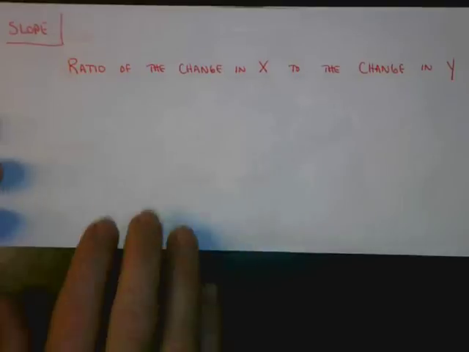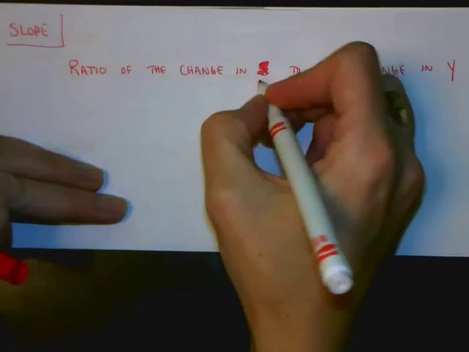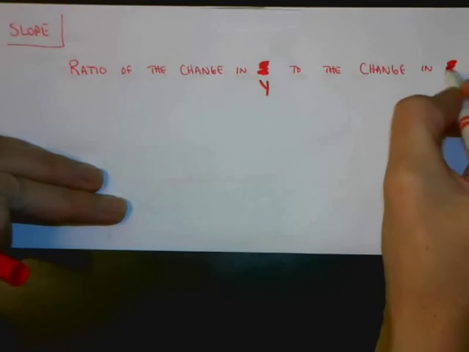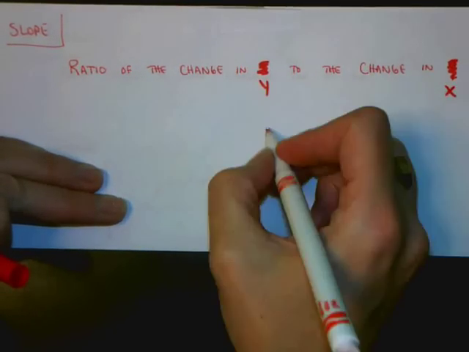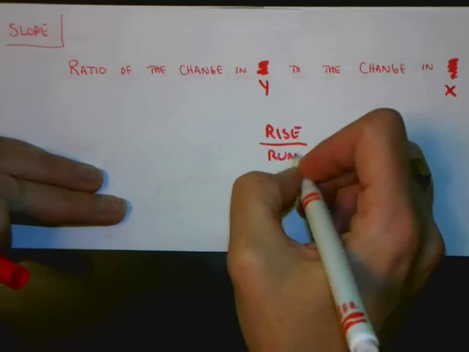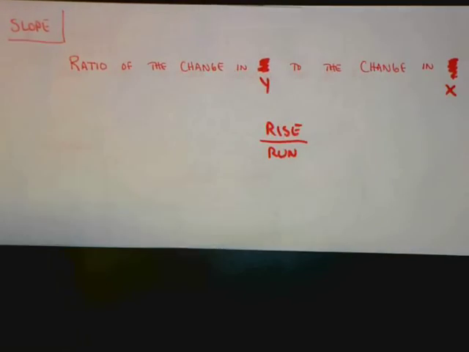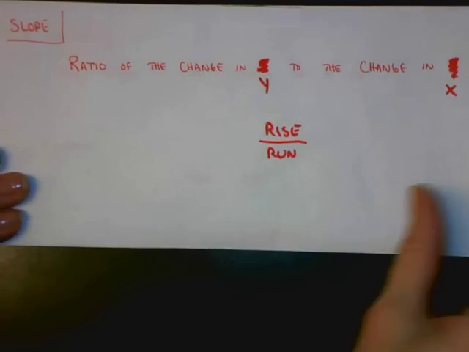Next is slope. Slope is formally defined as the ratio of the change in the... Oops, I have this backwards. It is the change in the y to the change in the x. It is the rise over the run. And rise is the change in y, run is the change in x.